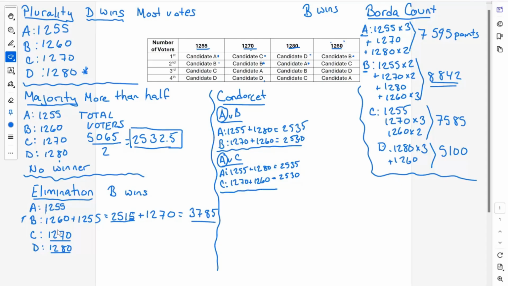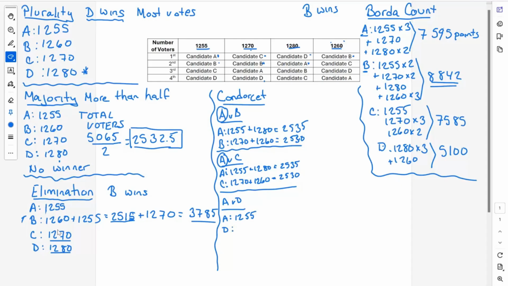Let's look and see what happens in a contest between A and D. In a contest between A and D, these 1,255 people like A better than D, so A gets those 1,255.